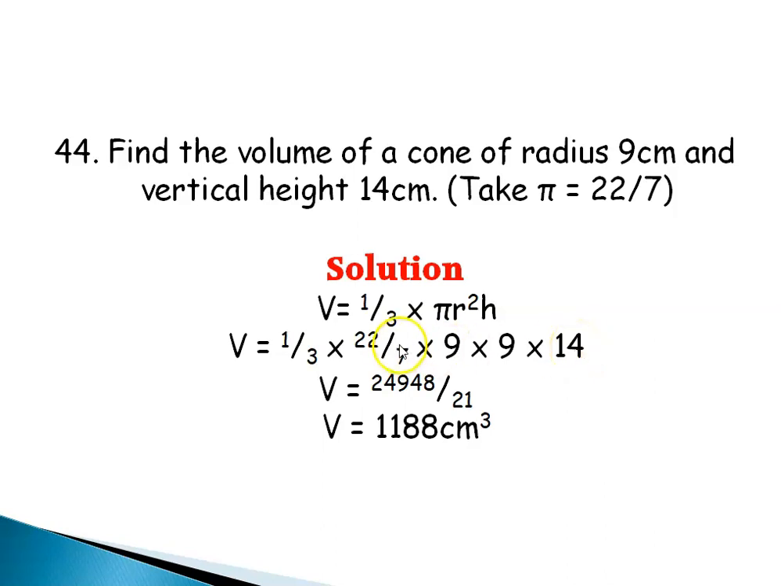Is that taken? So I can say 7 here 1, 7 here 2, and then I'll say 3 here 1, 3 here 3. So I'll be left with 2 times 3 times 9 times 2. Or better still, you can just multiply all the numerators and then the denominators. So 1 times 22 times 9 times 9 times 14 will give me 24948. And then 3 times 7 will give me 21. Then I'll divide. And that will give me 1188 centimeter cube. Is that okay? Very good.